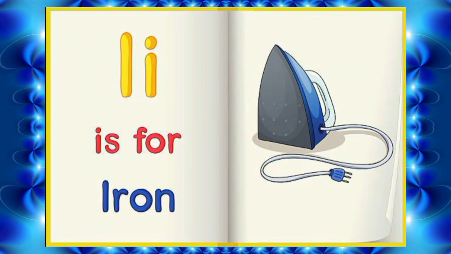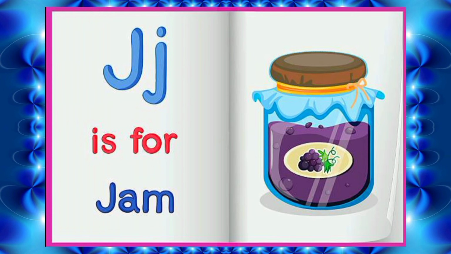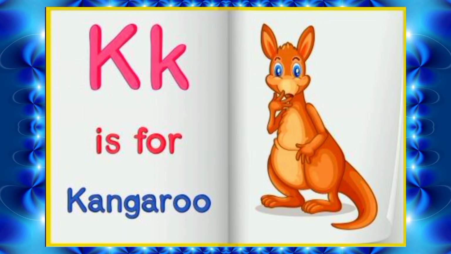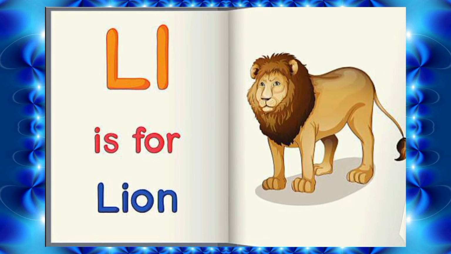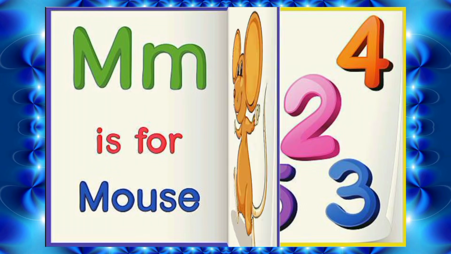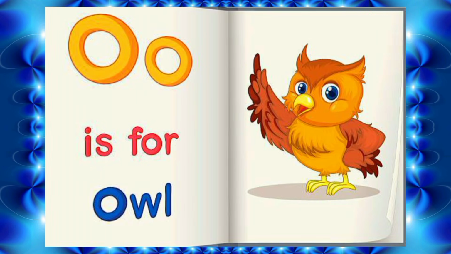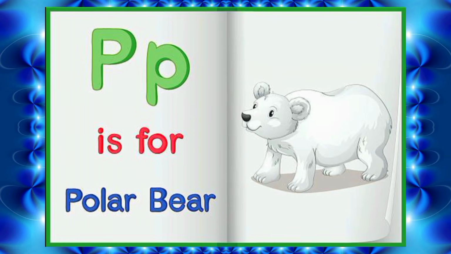I is for iron. J is for jam. K is for kangaroo. L is for lion. M is for mouse. N is for number. O is for all. P is for polar bear.